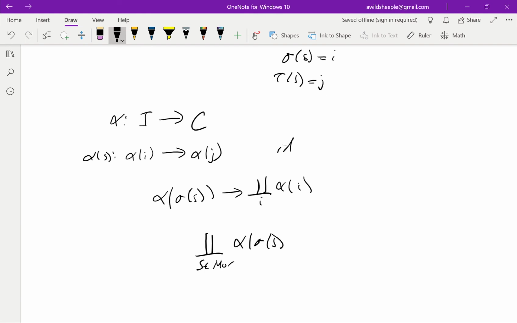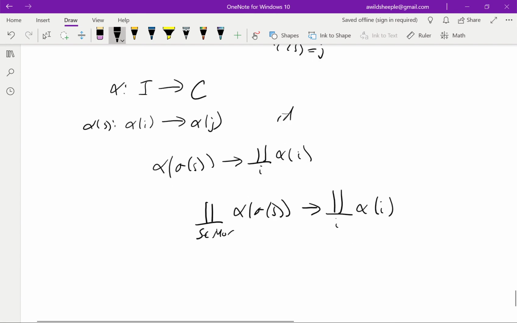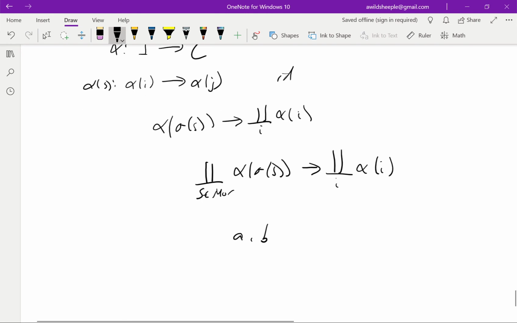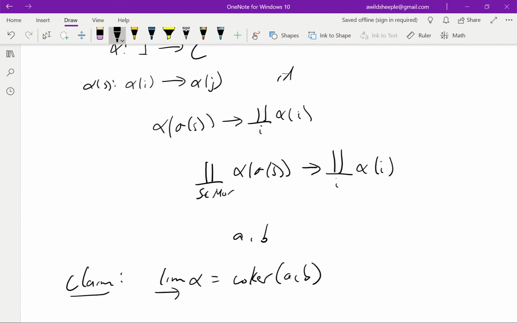Alpha sigma of S into this big coproduct, alpha of I. And let's say I take this pair of morphisms and I denote them by A and B, respectively. Then I claim that the limit, the inductive limit of the alphas, is the co-kernel of this pair.